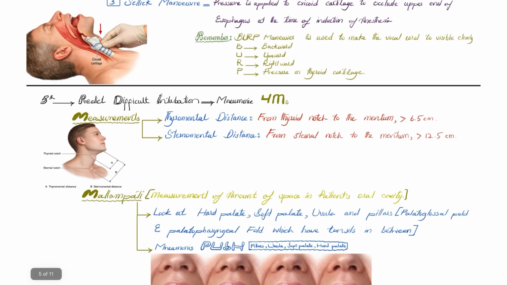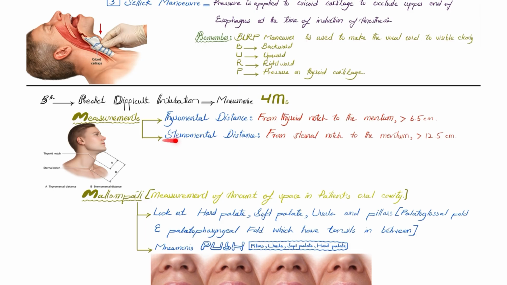The fifth thing that you have to do preoperatively is predict difficult intubation. We have a mnemonic of 4 M's. The first M stands for thyromental distance. This distance is from the thyroid notch to the mentum, and it should be greater than 6.5 centimeters.